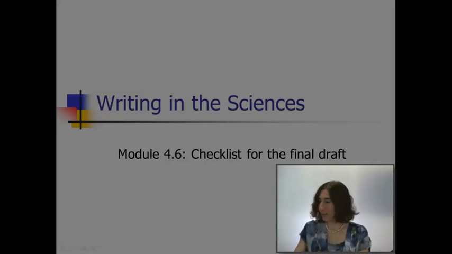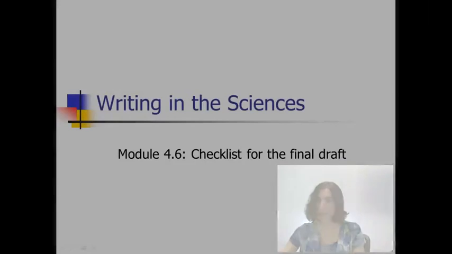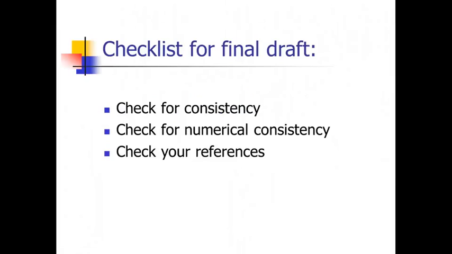Once you've revised it and the prose is sounding good, there are a few other things that I want to make sure you think about and check. So here's my little checklist for the final draft. You've got to check for consistency, and in particular for numerical consistency. You also want to make sure that your references are not what I call references to nowhere, and I'm going to talk a little bit more about that. So those are the kinds of things, at a high level, that you want to make sure you've checked off your list before you send something out.